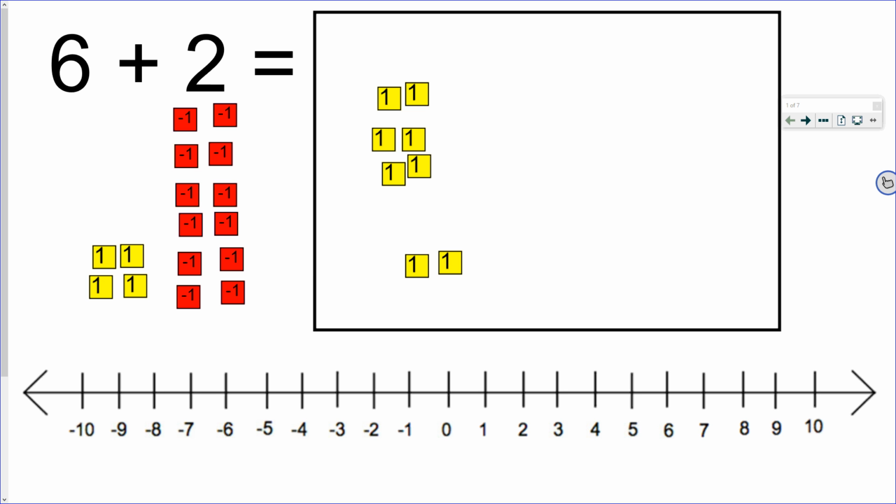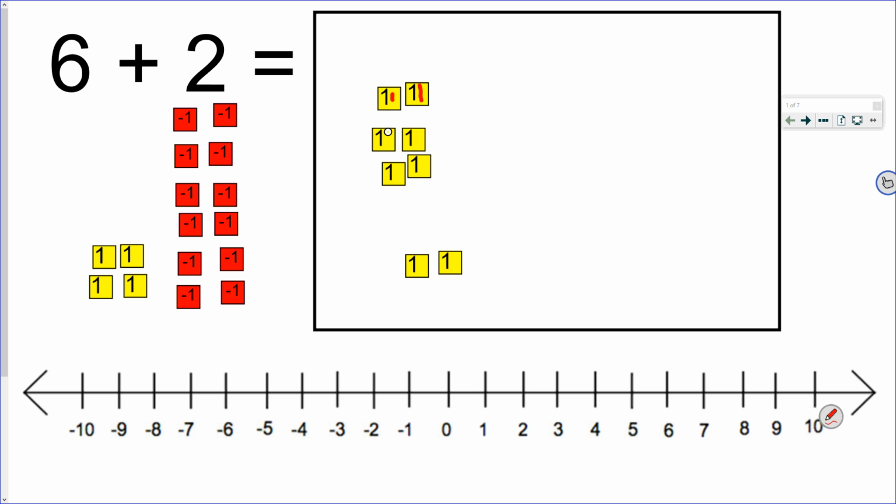Now, that equals how many we had. How many total positive integers do we have? Well, we have 8. 1, 2, 3, 4, 5, 6, 7, 8. So 6 plus 2 is 8. All we have is positive integers. Anytime you add a positive and a positive, your answer will be positive.